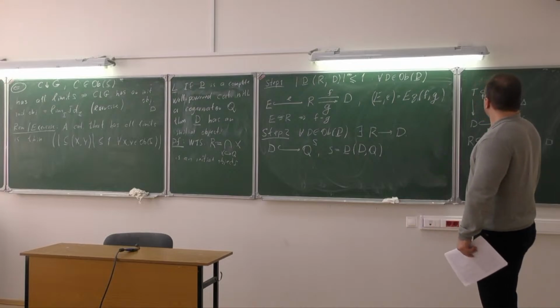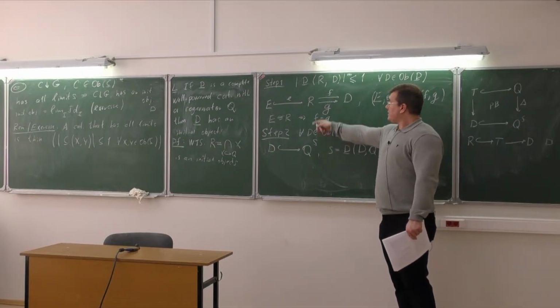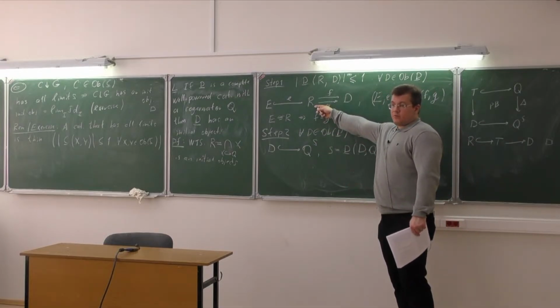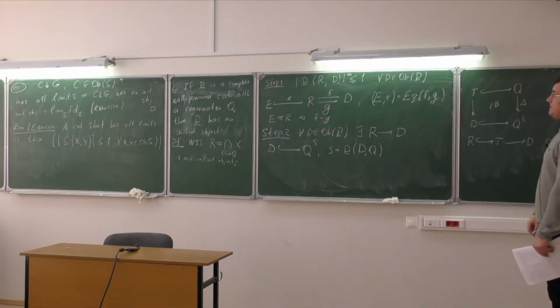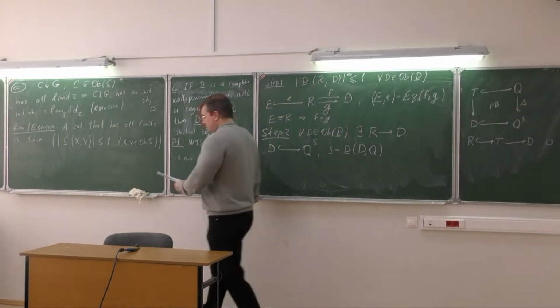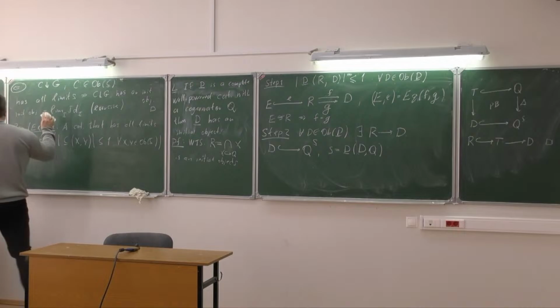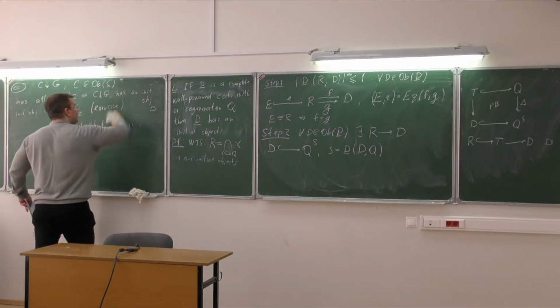Yeah, we're using it all the time. Here, for example, I need products. Here I have equalizers, and I have products and equalizers. I have all limits. Okay, so that's the lemma that we're going to need in the special adjoint functor theorem.